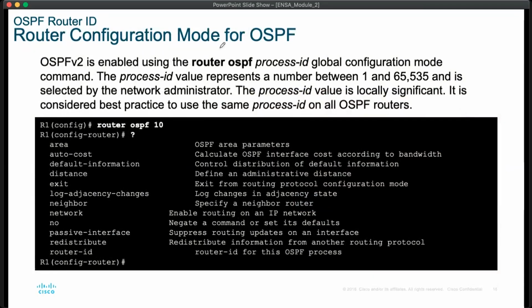Routing configuration mode for OSPF. OSPF version 2 is enabled using the router ospf process-ID global configuration mode command. The process ID value represents a number between 1 and 65,535.